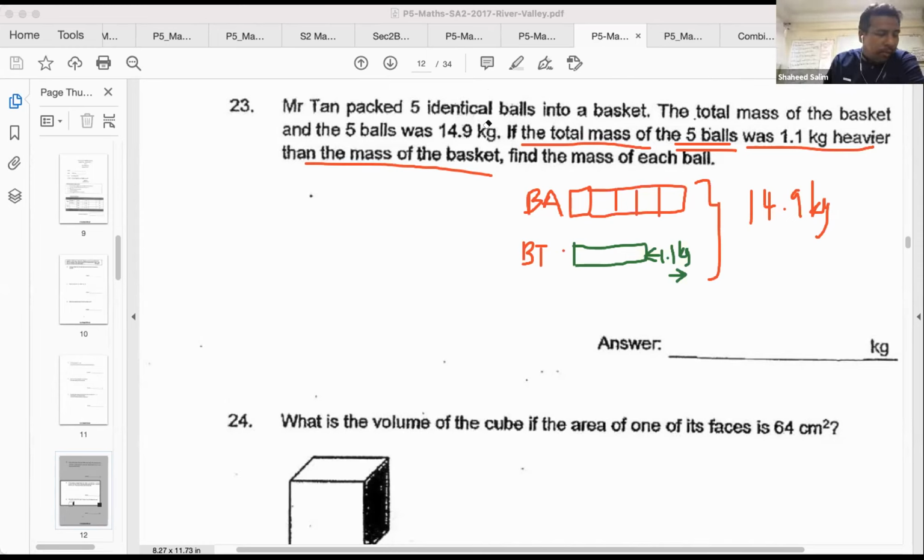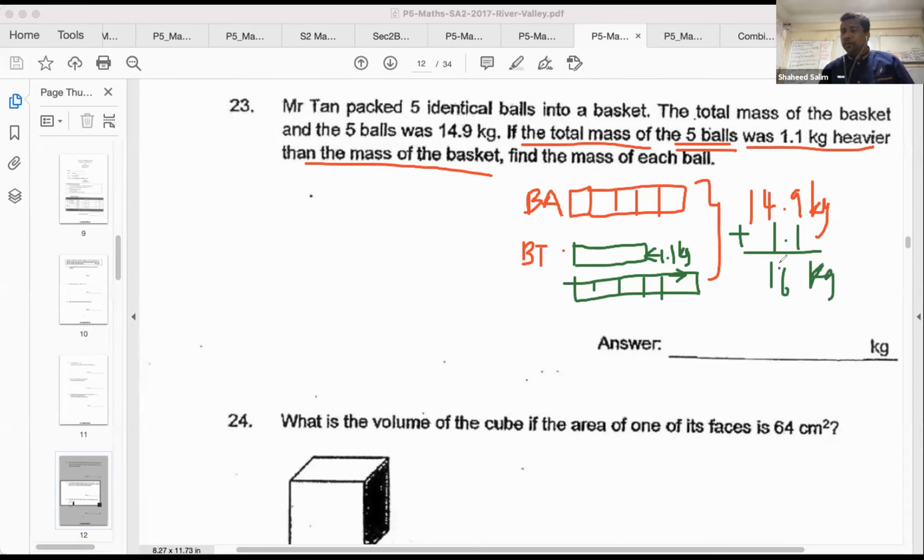All right. My suggestion now is very simple. What is it? Okay, you just add 1.1 kg. This becomes the same weight as 5 balls. So when you add 1.1 kg, this one becomes the same as 5 balls. Down here, you must also add 1.1 kg. So you get 16 kg. Now down here is for how many balls? 1, 2, 3, 4, 5, 6, 7, 8, 9, 10. So 10 balls, 16 kg. 1 ball, you divide by 10. You get 1.6 kg.